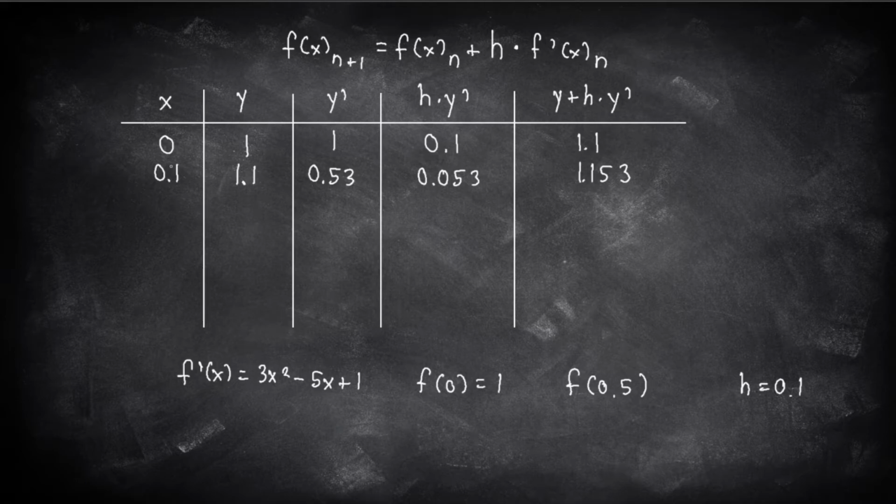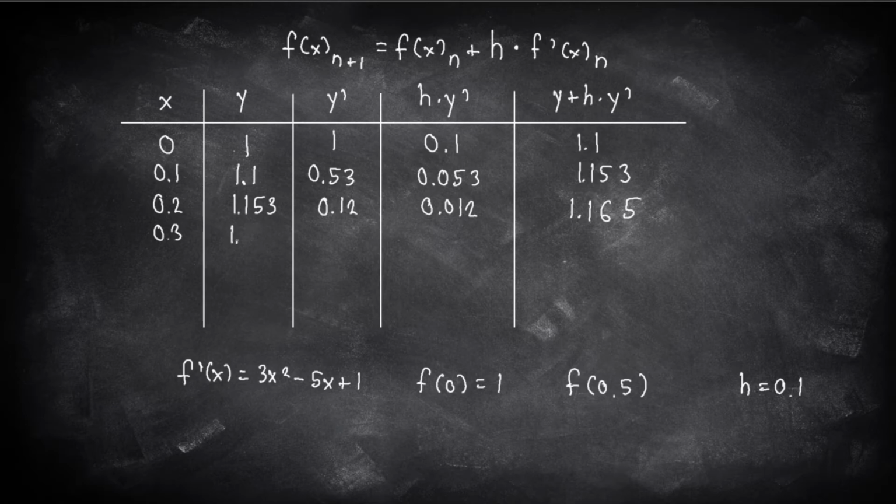And step your x, so 0.1 added to 0.1 is 0.2, and our new y value is 1.153. So plug 0.2 into your derivative to get your next derivative. And we're doing this process all over again, so that's 0.12. So you're putting this in your calculator. So 0.12 times 0.1 is 0.012. 0.012 added to your y value gives you 1.165, and then step your x, so 0.3.